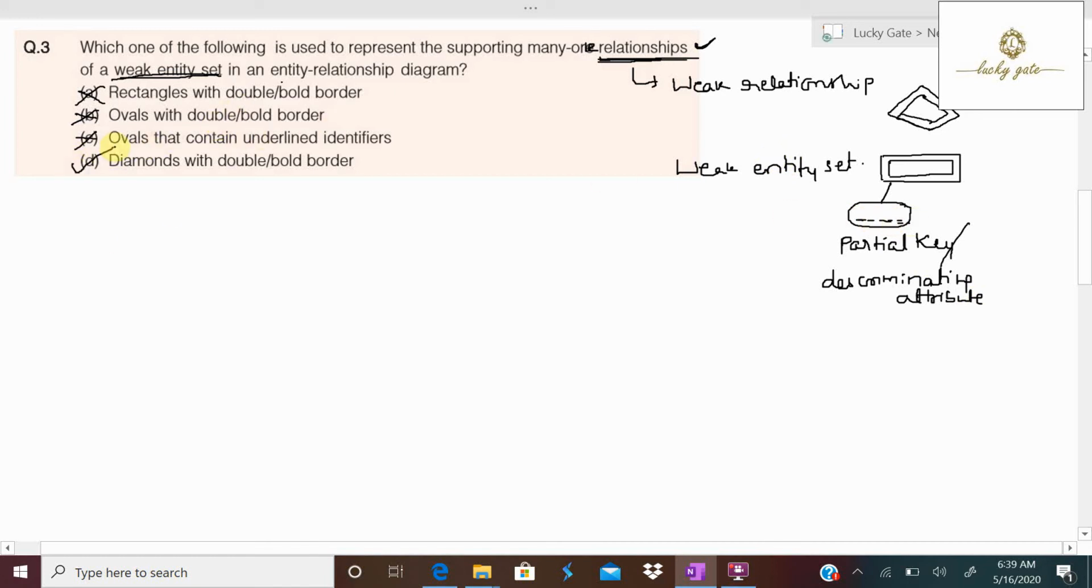Now what is left is option D, that is diamonds with double or bold borders. Okay, this is the representation of weak relationship set.